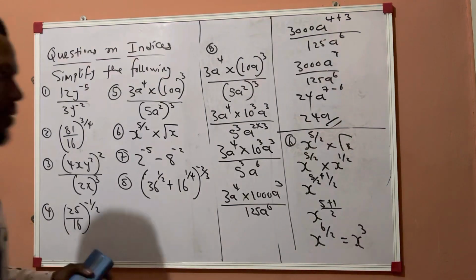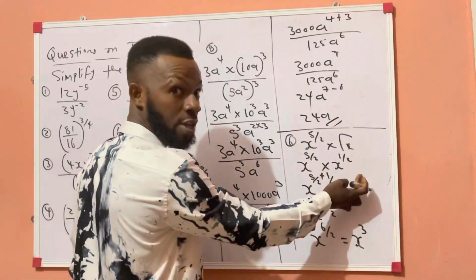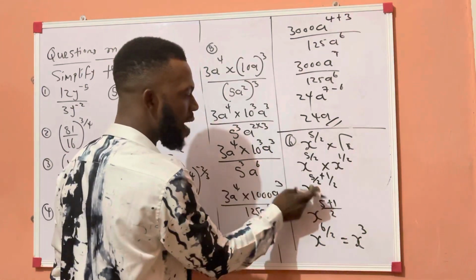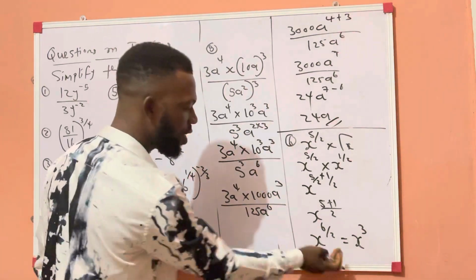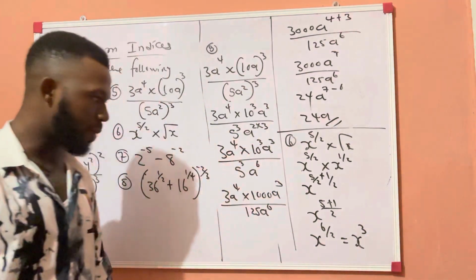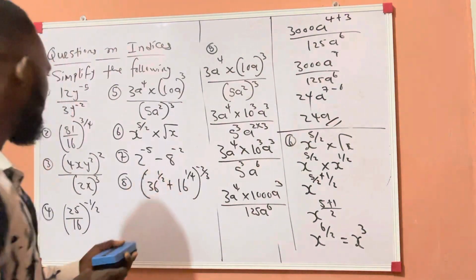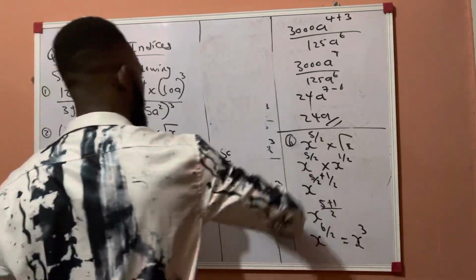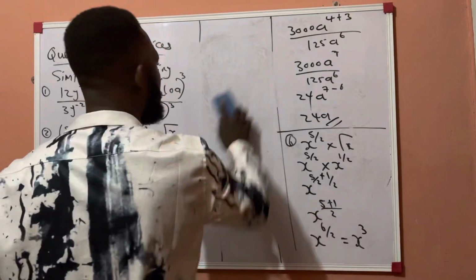I explain again. The root becomes a half power. The bases are the same. Take one of the base, then add your powers. When you do 5 over 2 plus 1 over 2, we are going to get 6 over 2. And 6 divided by 2 will give us 3. And that becomes the final answer. So that is question number 6. Okay, now going forward to question number 7.